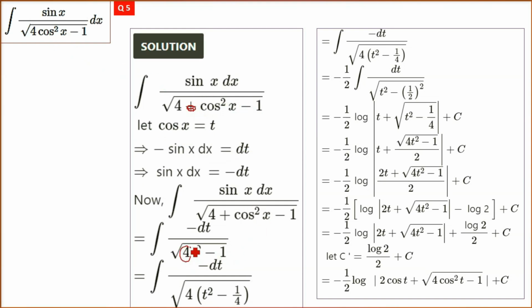Okay, this 4 you can take outside here. When you take this 4 outside, you will get t square minus 1 by 4, or t square minus 1 by 2 whole square. And that will be simply the log formula which we used. The answer will come as usual. Only one thing will be there. This log 2 by 2 will be combined with c in order to call it a new constant c complement. So this is up to you, which way you want.